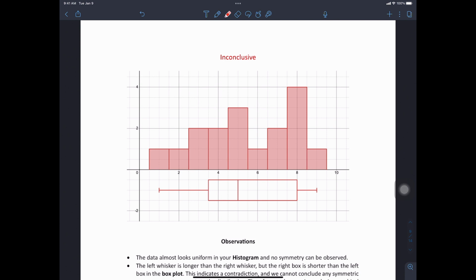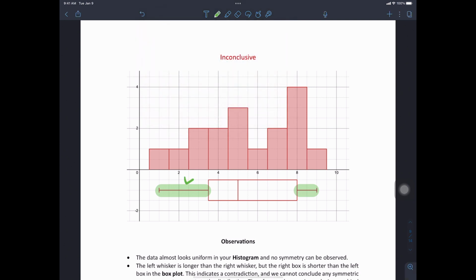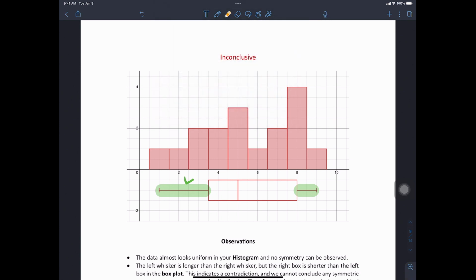And then let's check the whiskers. What would you say? What are the whiskers suggesting? The left side is longer than the what? So you're going, this might be a left skewed distribution, maybe. But then what do you notice? You may notice something else. What's going on here?